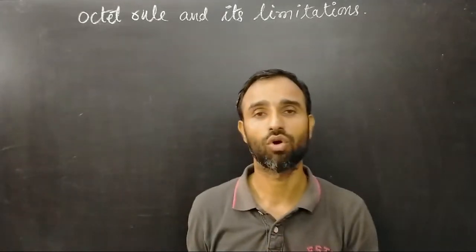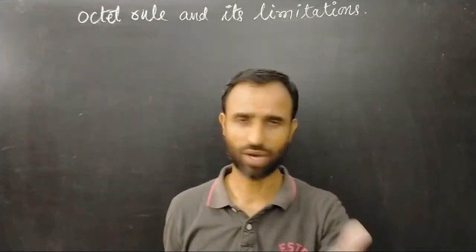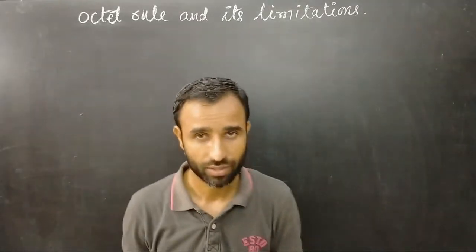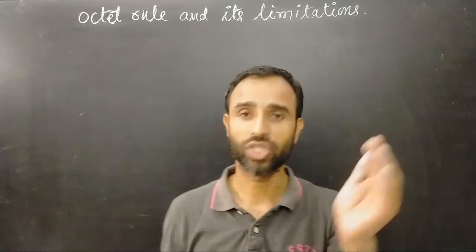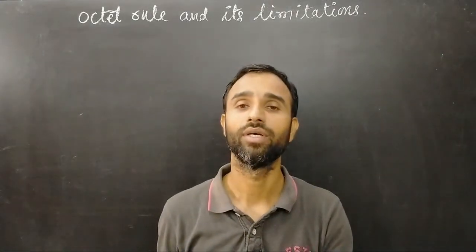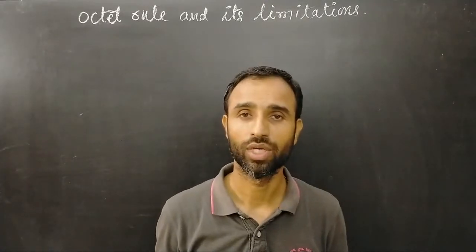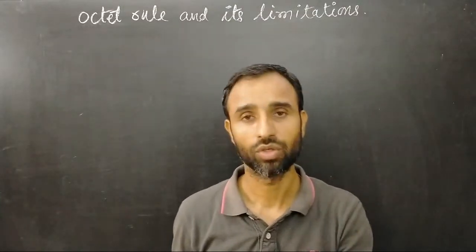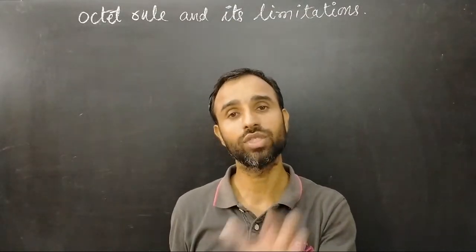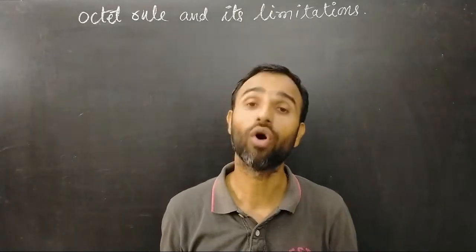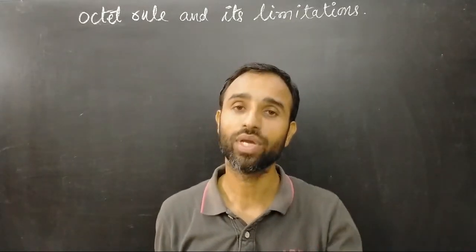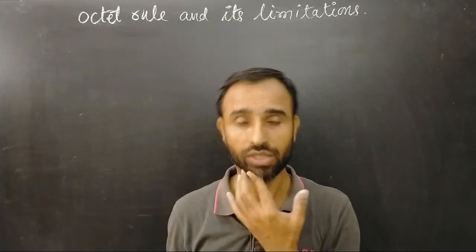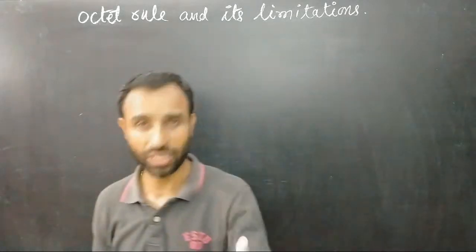Okay, so that is called octet rule that we have already discussed. Atoms can combine either by sharing of electrons or by transference of electrons in order to complete their octets, in order to have 8 electrons in their valence shell, or to have noble gas configuration. So that is called octet rule. Now what are the limitations?